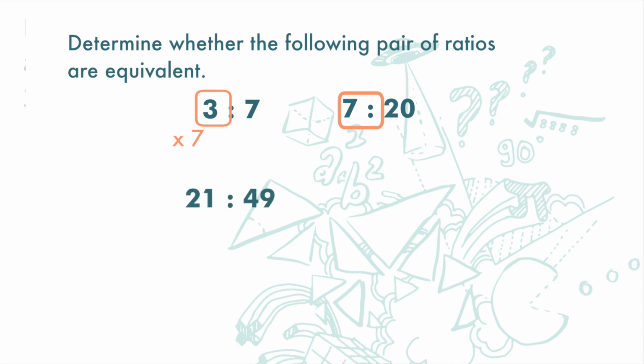And we get 21:49. For the ratio on the right-hand side, we are going to multiply it by 3. And we get 21:60. We can see that they are not the same. So they are not equivalent ratios.